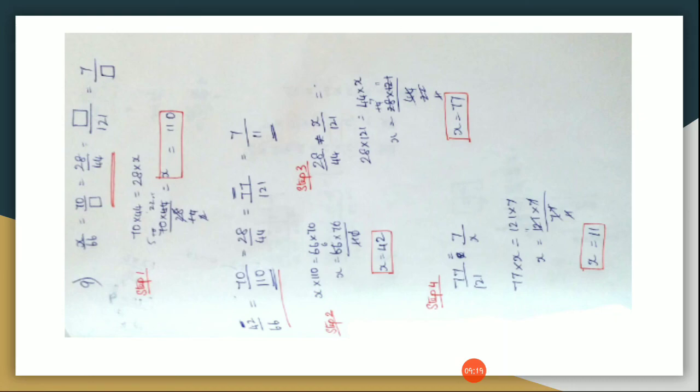Now step 3. Here 28 by 44 is there, and then I have an empty box divided by 121. So I am going to consider this as x, find out the answer, I will be getting 77. Next step 4, and then 77 by 121 is equal to 7 by x. So you can cross multiply and find the final answer. Okay, hope you can understand. First you go through this ninth sum, and then if you have further doubts, you can ask me.